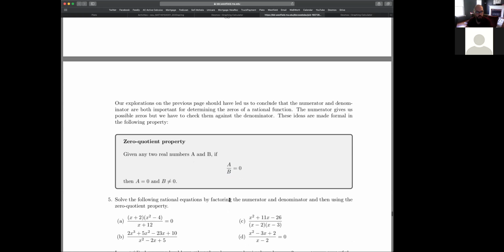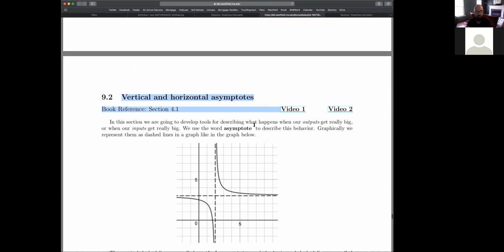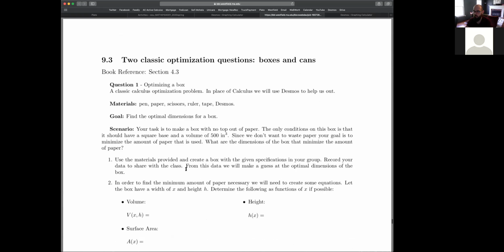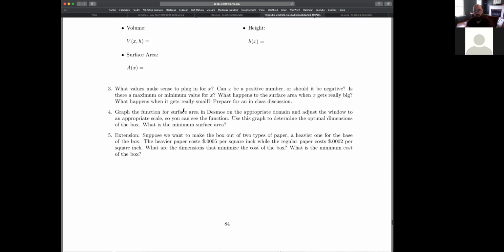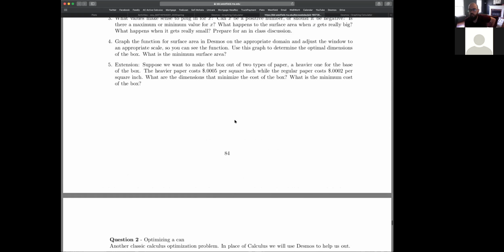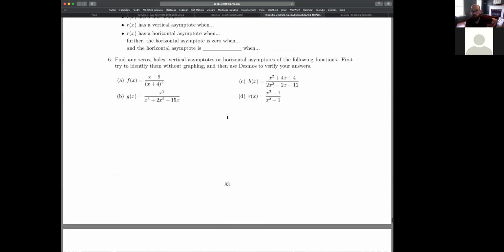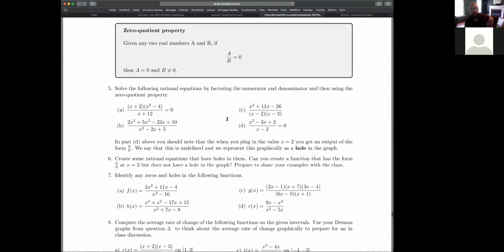Okay, so on Thursday we'll try to finish up this stuff. We'll talk a little bit about vertical and horizontal asymptotes, and then if we can, we'll do some similar modeling problems like we did today with the box, except we'll try to optimize. We'll do a different box, and then we'll do a can, like a soup can or something. How do we optimize those things? It turns out that when you set up your equations, you get rational functions and not polynomials.